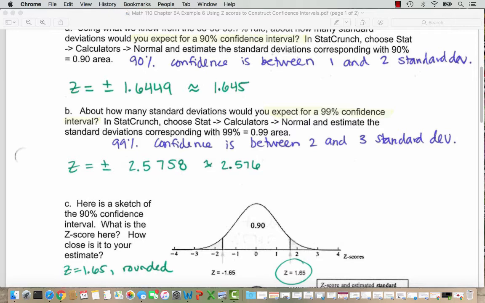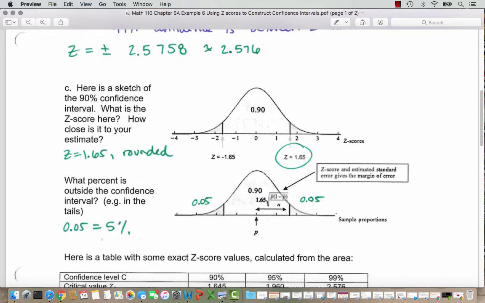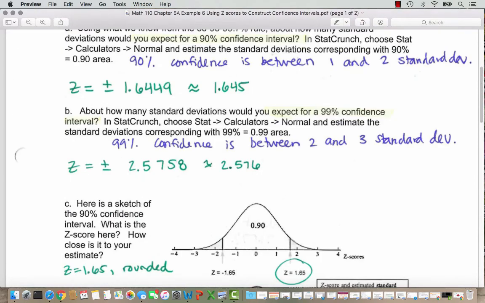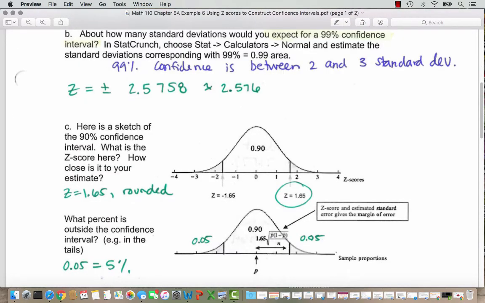It's not going to make much of a difference calculation-wise whether you use 2 or 3 decimal places, so either way is okay. So we see down here a sketch of the 90% confidence interval with that 90% in the middle. So the z-score here is rounded. They put the 1.65. So again, whether you put 1.65 or 1.645, you're not going to see a whole lot of difference in your estimates. Within 2 or 3 decimal places, you'll get the same calculations.